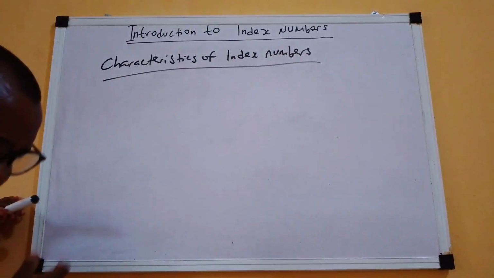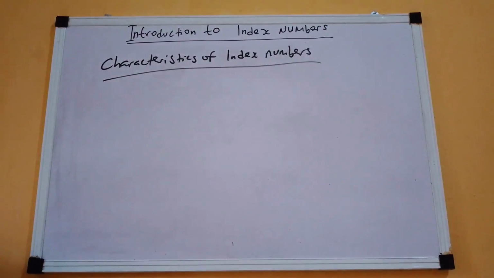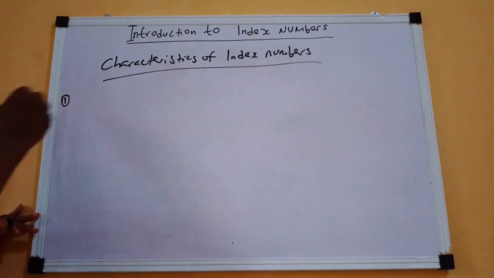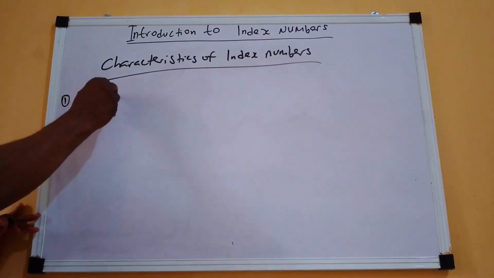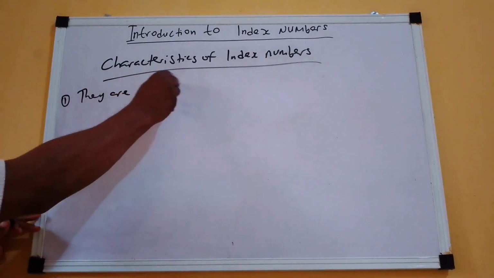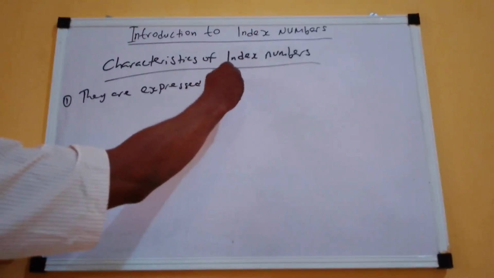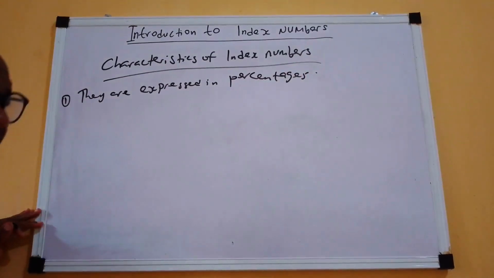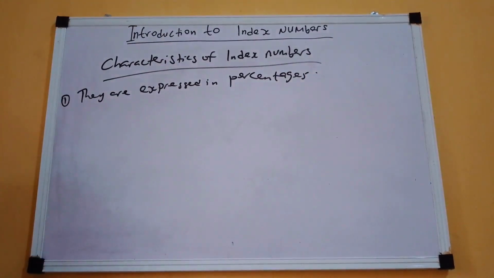It's very easy to say. Number one characteristic of index numbers is that they are expressed in percentages. Of course, you know what percentages are: upon 100, so it is easier to interpret. And another characteristic of index numbers is that they measure changes, whether directly or indirectly.